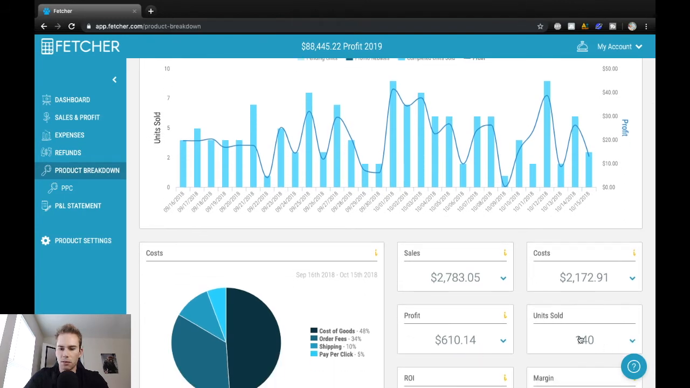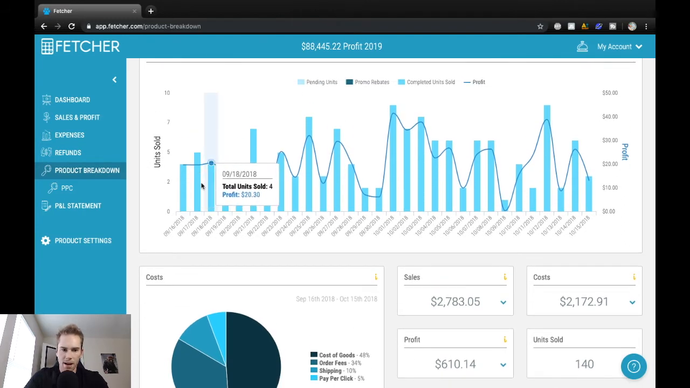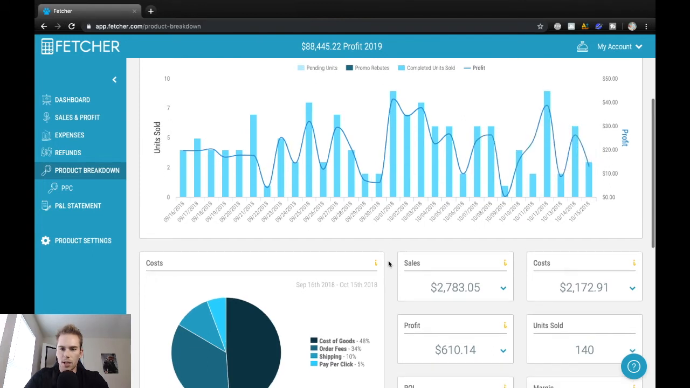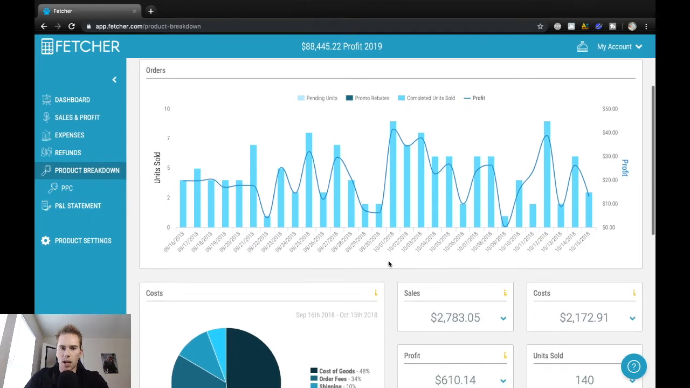$610 in profit, 140 units sold, kind of an average or slightly below average month for this product, making, what is that, kind of $20 a day on average. So still in stock, which was good. And I ordered stock based on popularity. So my first product I knew was the most popular. That's why I launched it first.